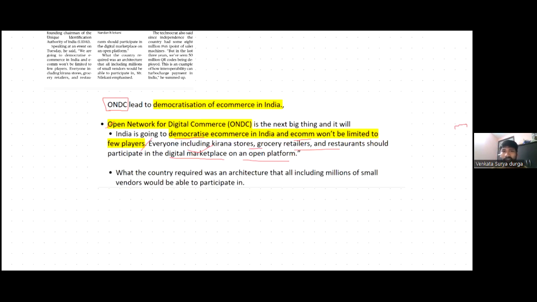But what is required is an architecture including millions of small vendors, so that they can participate. What is required is an overarching, comprehensive architecture so that all individuals and stakeholders can participate in this open platform. Please remember the Open Network for Digital Commerce. In UPSC, you may get a question: the Open Network for Digital Commerce is related to which of the following? It is an e-commerce platform where all individuals can participate, both buyers and sellers. This is a part of the democratization of the e-commerce space in India.